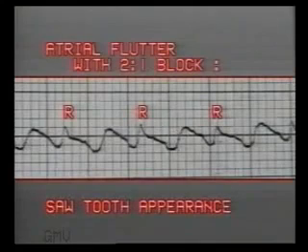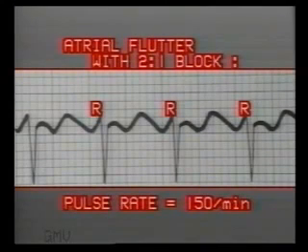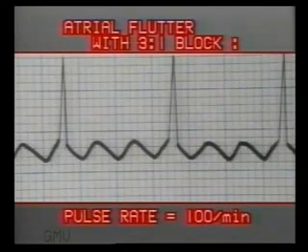Here the flutter rate is 300 per minute, and this ECG shows 2 to 1 block, so the ventricular rate is 150 per minute. Note that each F wave occupies one large square. This is again a 2 to 1 block. This ECG shows 3 to 1 block with ventricular rate of 100 per minute.